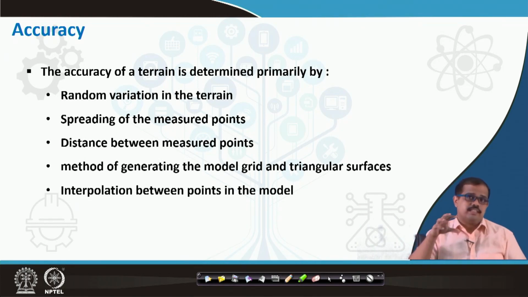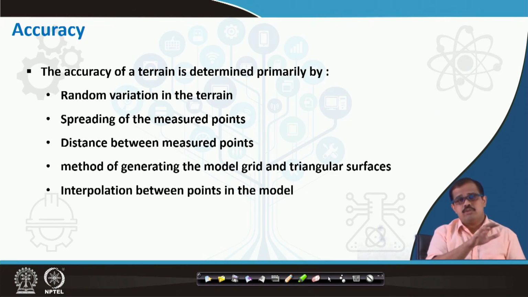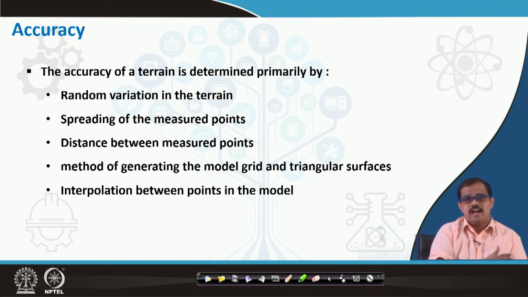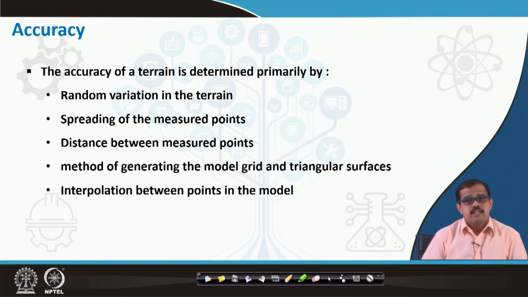For example, let us say that there are only 3 points in the entire region that you are trying to model, and those 3 points are in one corner. What happens? The spatial variation is represented only in that corner, whereas other places will be given the same variation as the last point that you looked at. That is what people have to look at. You should have a lot of measured points, so that you know how the spreading has happened and you have an understanding of the whole terrain, otherwise you do not know the terrain characteristics at all.